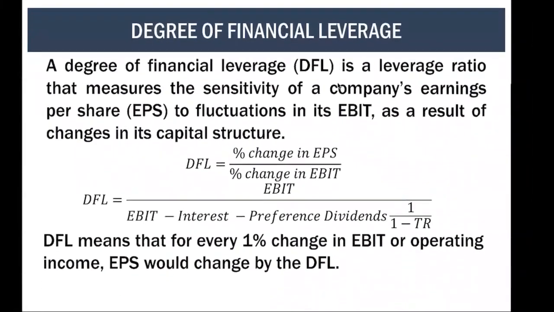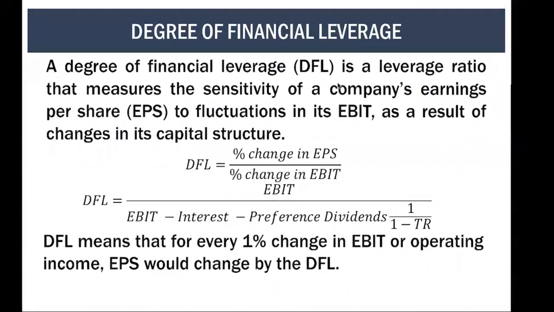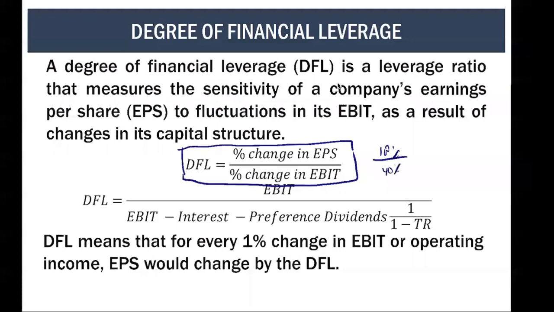Now we look into degree of financial leverage. A degree of financial leverage is a leverage ratio that measures the sensitivity of a company's earnings per share to fluctuations in its EBIT as a result of changes in its capital structure. So the first formula is DFL is equal to the percentage change in EPS divided by the percentage change in EBIT. So a while back, we have a 100% change in EPS all over a 40% change in EBIT. So we have 2.5.